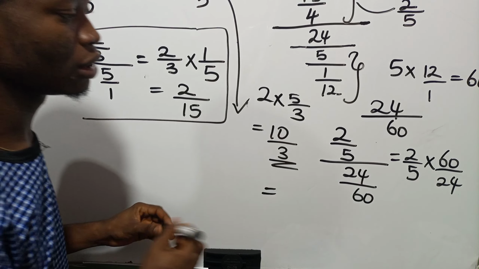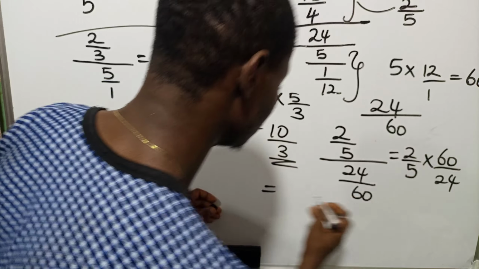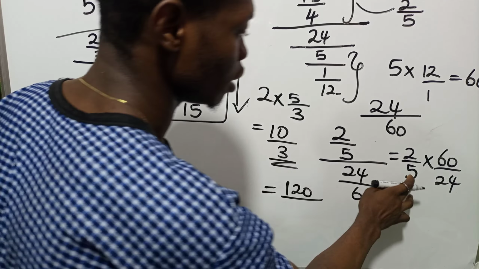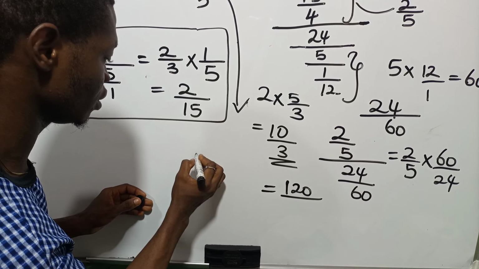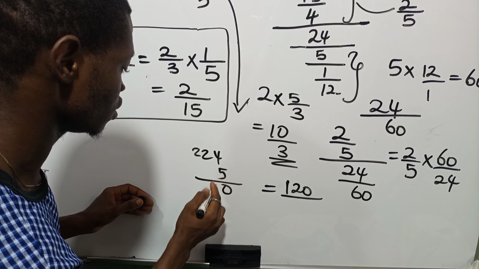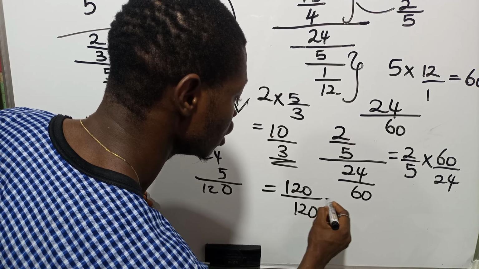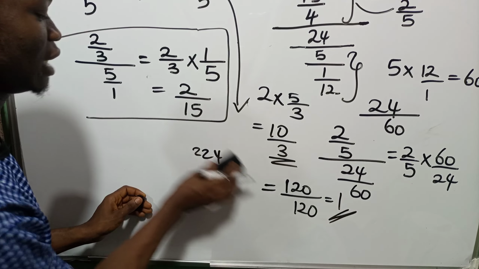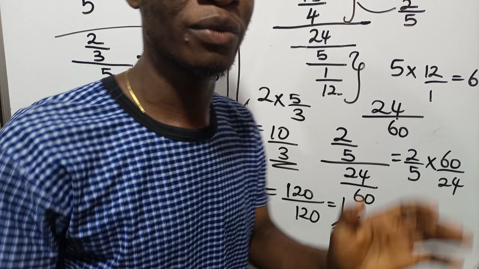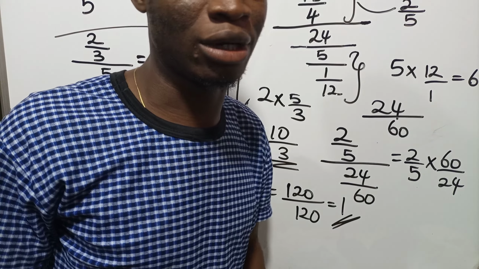So this thing will now be 2 times this one will be 120 all over 5 times 24, which is 120. So 120 over 120, which will give us 1. So 1 is the answer. You understand? So 1 is the answer. This is how we solve a fraction upon what? Another fraction, or a number upon another fraction.